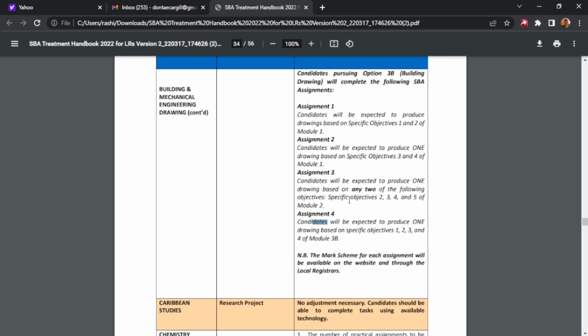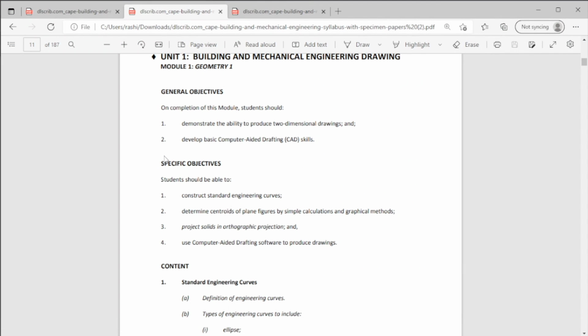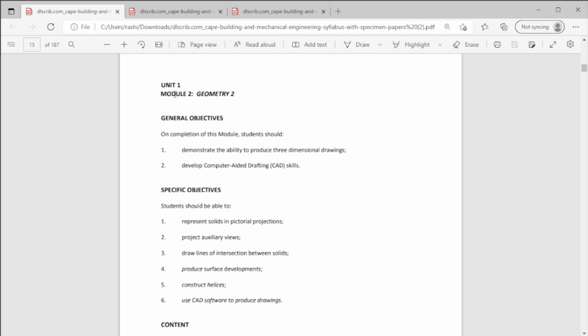So it says specific objectives 2, 3, 4, and 5 of module 2. So let's look at what that entails. Module 2 is geometry 2, or solid geometry. For objectives 2, 3, 4, and 5, it says project auxiliary views, draw lines of intersection between solids, produce surface developments, and construct helices.